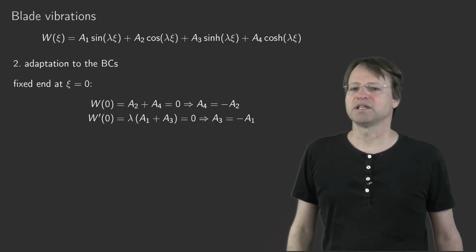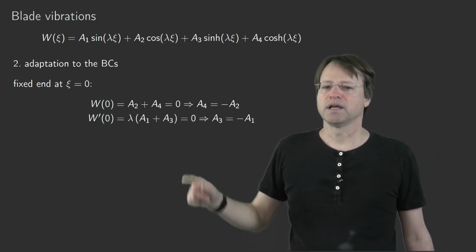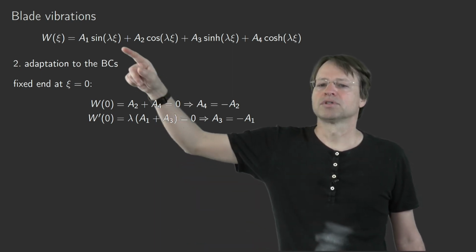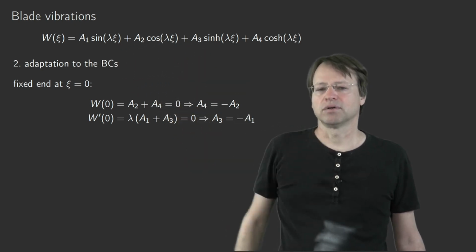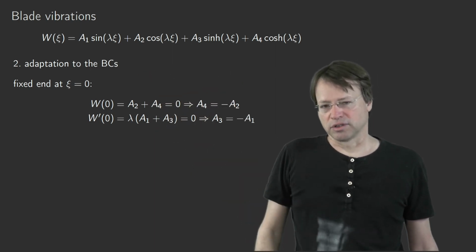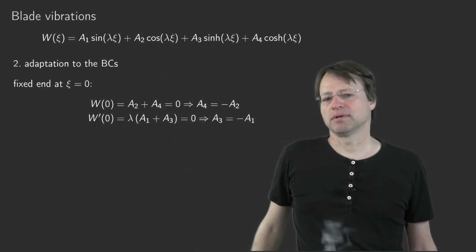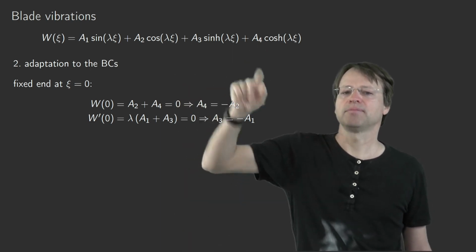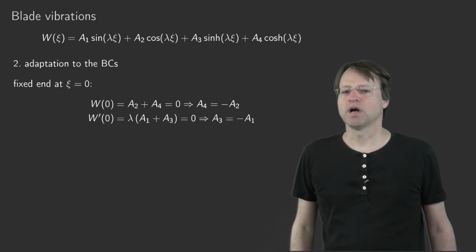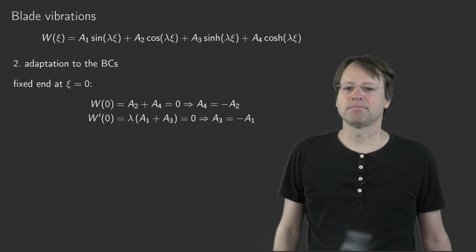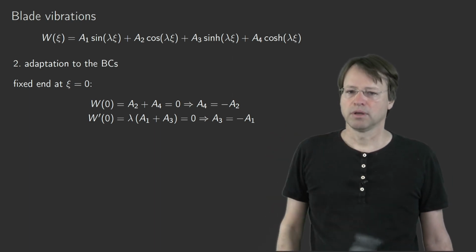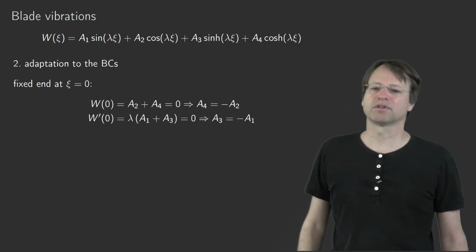And from the second one, by taking the first order derivative, we get lambda times a1 plus a3 is equal to 0, because the sine and hyperbolic sine switch to the corresponding cosine and hyperbolic cosine functions, and the cosine and hyperbolic cosine switch to sine and hyperbolic sine. So therefore we get a3 is equal to minus a1, and thus we have reduced the number of integration constants, the number of unknowns in our problem, to 2. Which makes sense because we already evaluated 2 of the 4 boundary conditions.